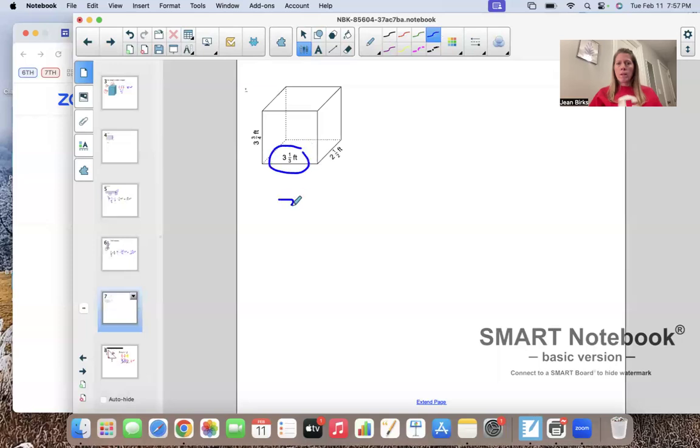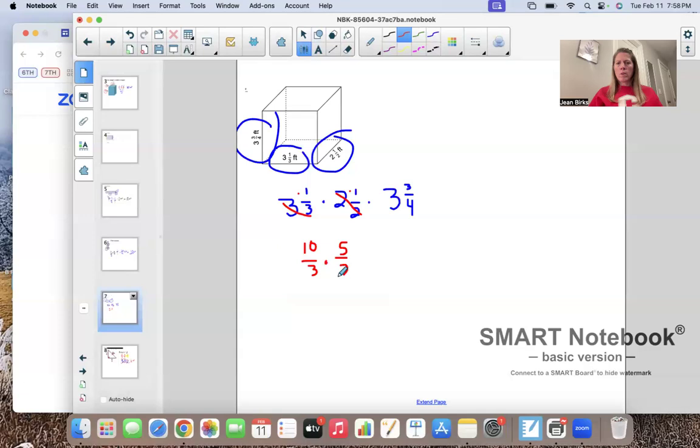Last example. Still finding volume, but I've got mixed numbers this time. So length is 3 1/3 times width 2 1/2 times height, which is 3 3/4. Now what we've been doing is making these improper. So let's go ahead and do it. 3 times 3 is 9, plus 1 is 10 over 3, times 2 times 2 is 4, plus 1, 5 over 2, times 3 times 4 is 12, 13, 14, 15, 15 over 4.